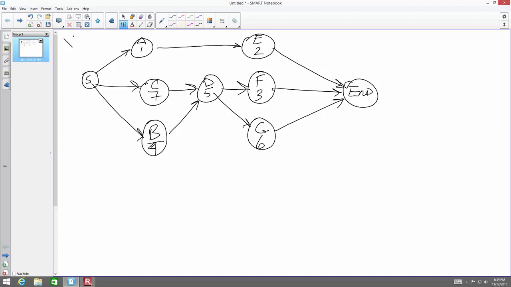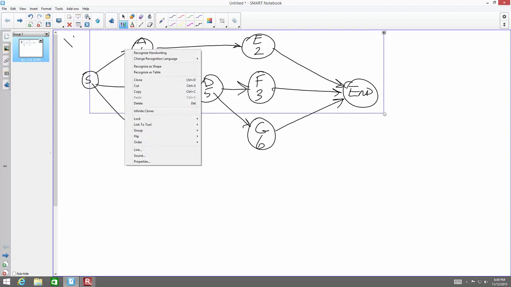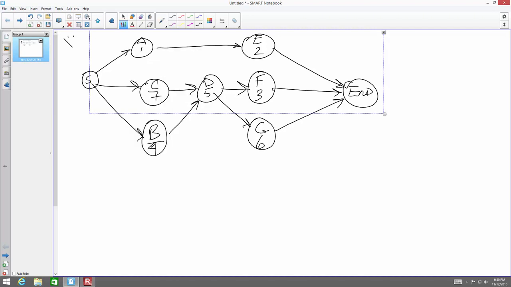Anybody recall what the float means? Definition of float? Float is how much extra time or spare time is associated with that activity. So the way we would go about determining what the float is, we need to look at how we can progress through this construction project from the start to the end and see how activity G fits into that scenario.